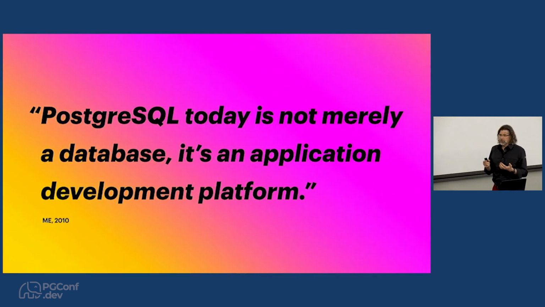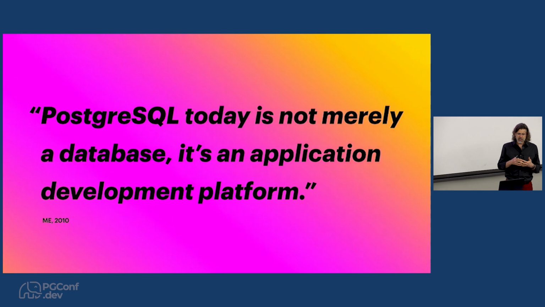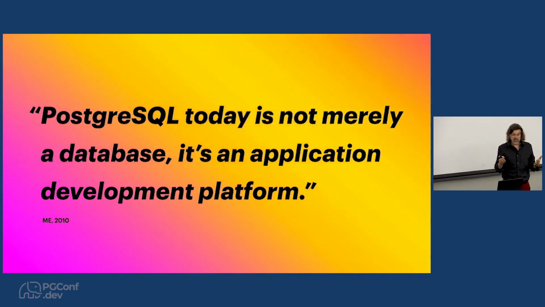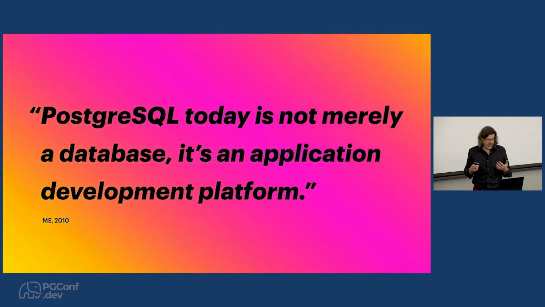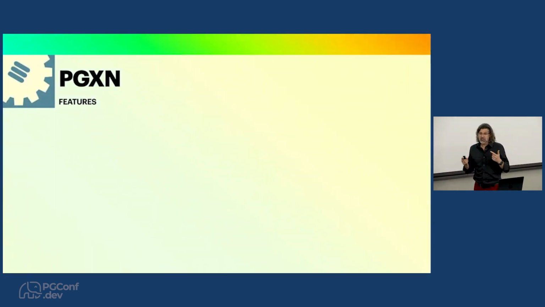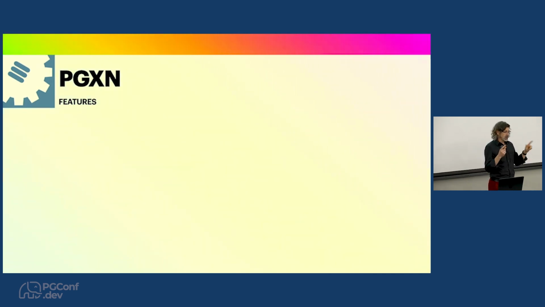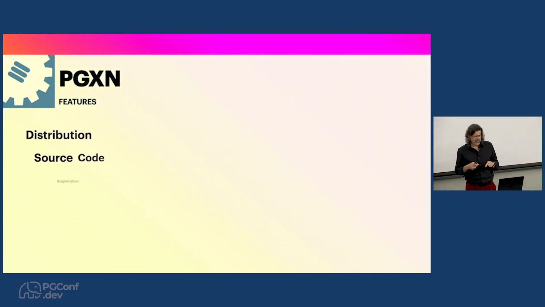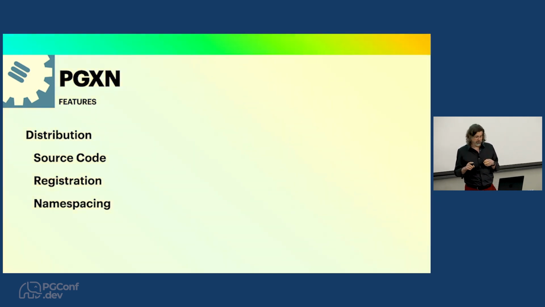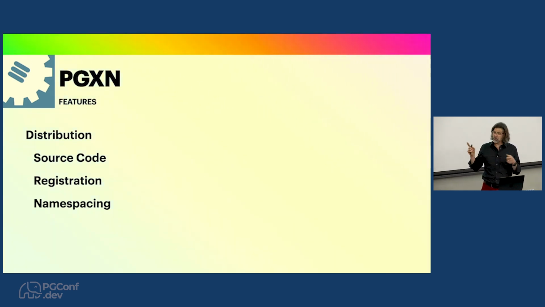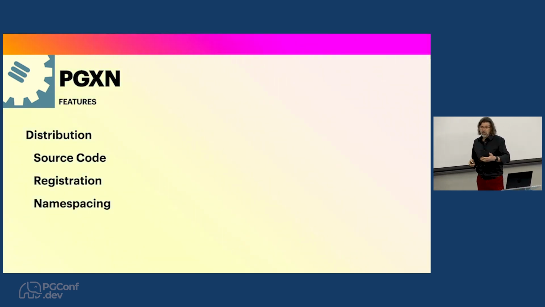So at that point, I was pretty excited about the future of extensions, and I said, you know, Postgres is not just a database, it's like an application development platform. And with that in mind, I decided to try to build an extension distribution system based on CPAN. I was a longtime Perl developer back in 2010. The features I wanted to provide were source code distribution, the ability for extension authors to register for accounts and also to register their extension names so they preserve their uniqueness and protect them, and that's the namespacing for extension names, modeling how they work in Postgres itself.